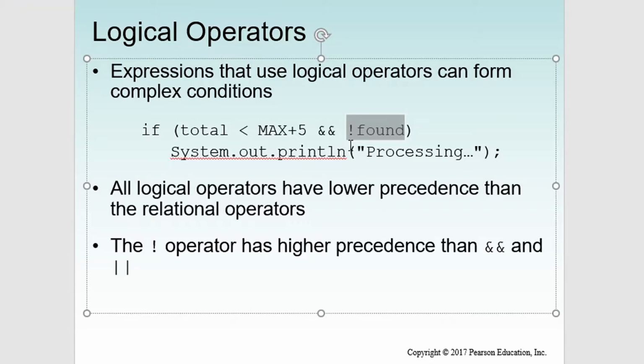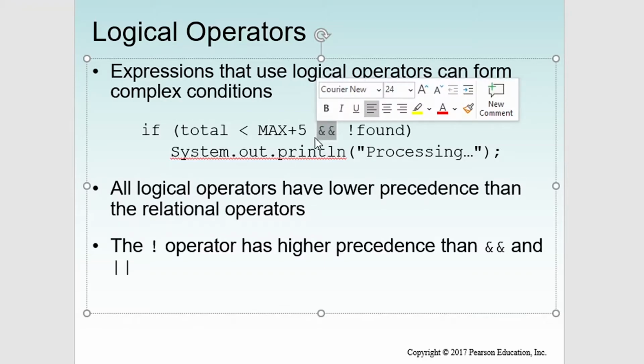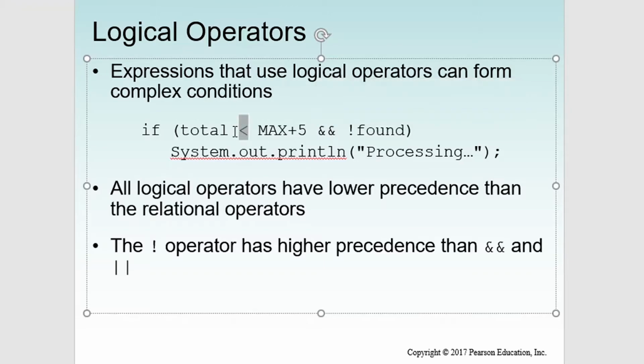So both of these have to be true in order for the statement to be outputted. All logical operators have a lower precedence than relational operators. So what they're saying is, in this Boolean expression up here, here's a logical operator. It's being evaluated after this relational operator. The not operator has a higher precedence than the and or the or operator.